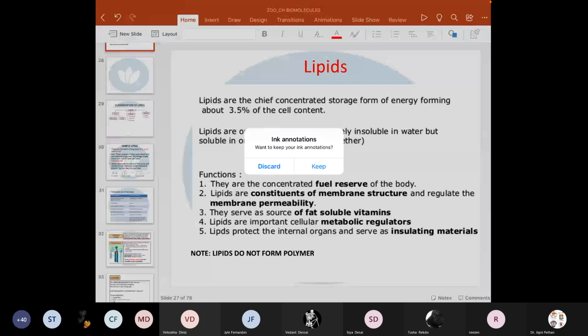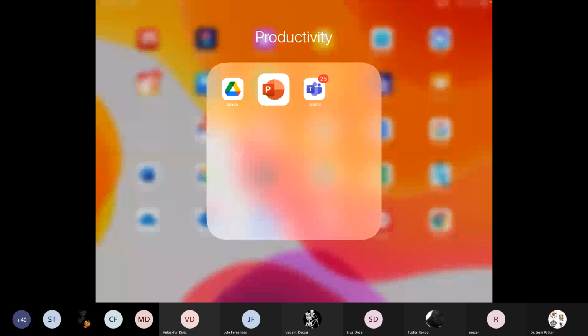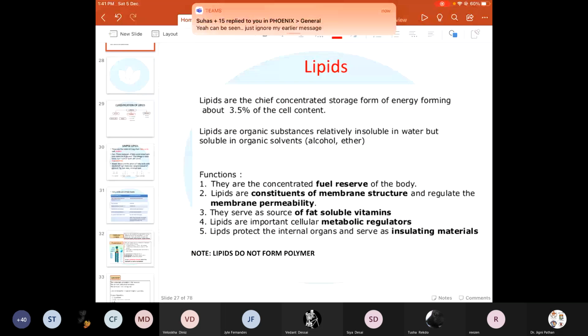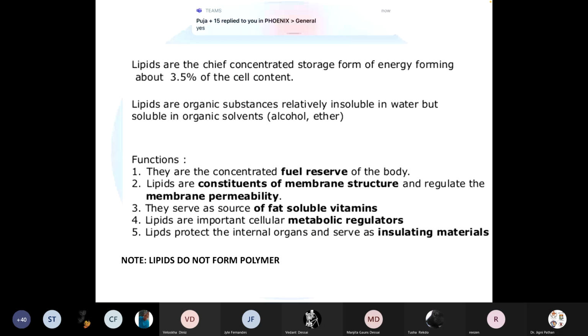How much time is left? Let me check. Okay, 5 more minutes. We'll start lipids in the next class. Is it okay? Okay, anyway, you can see. Okay, fine. 4 minutes. So you can see the slides. Okay, fine. Please write down.